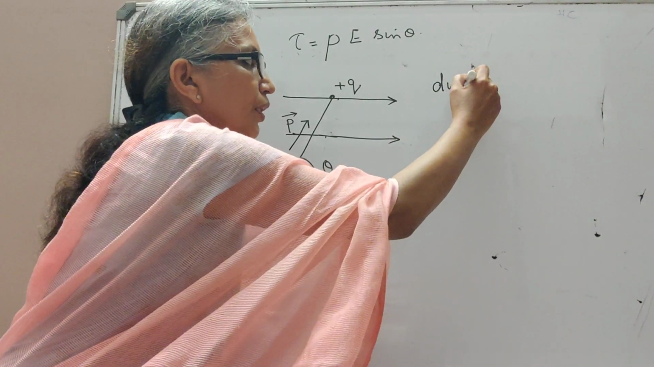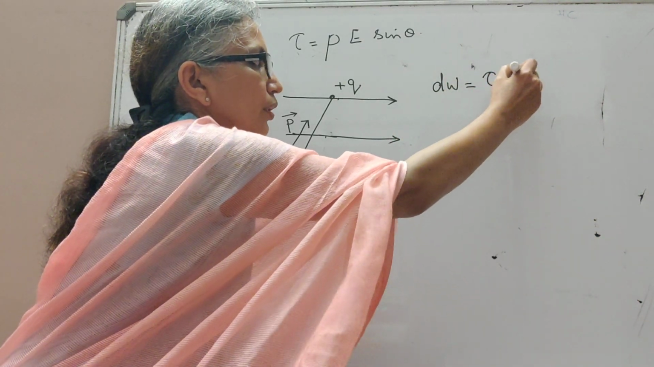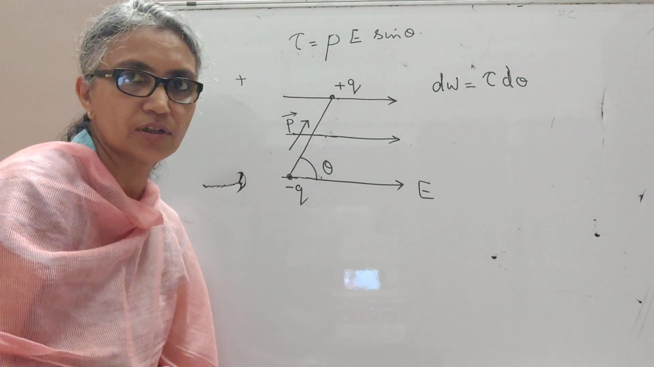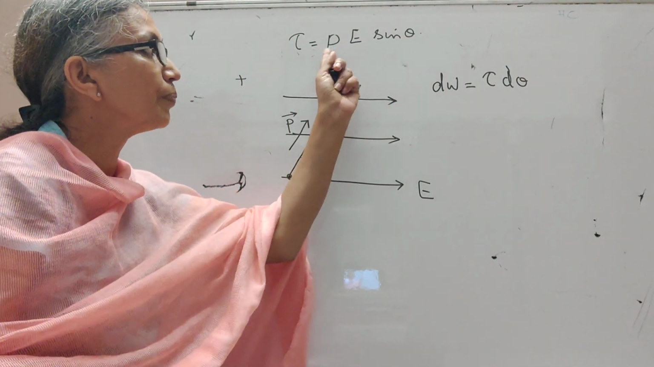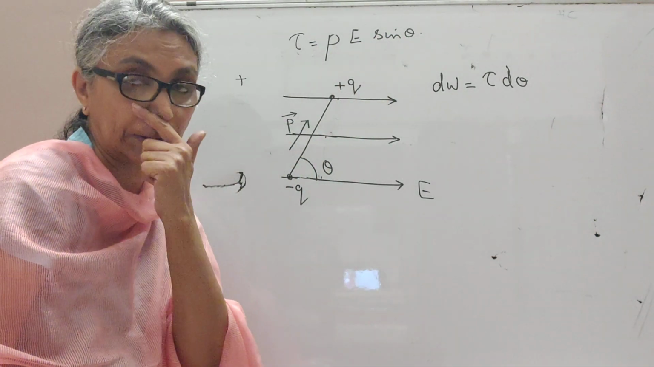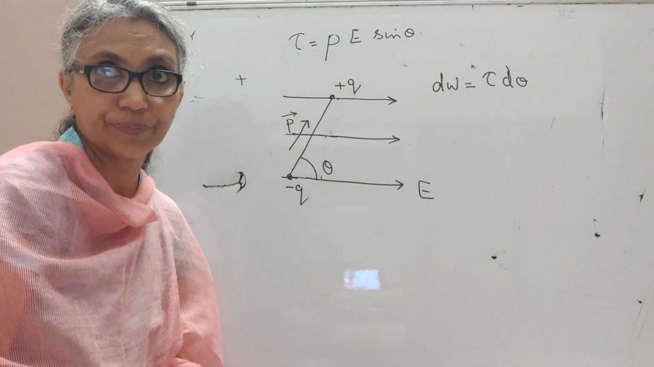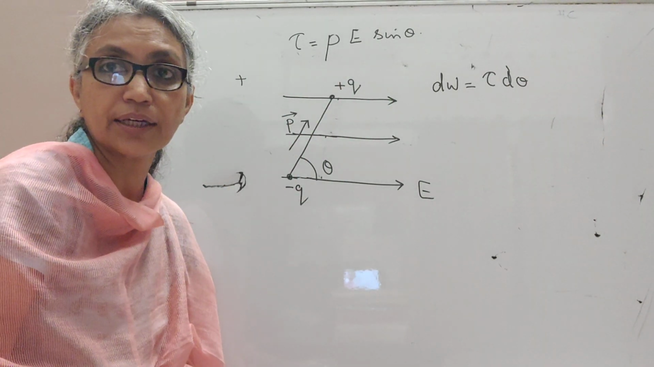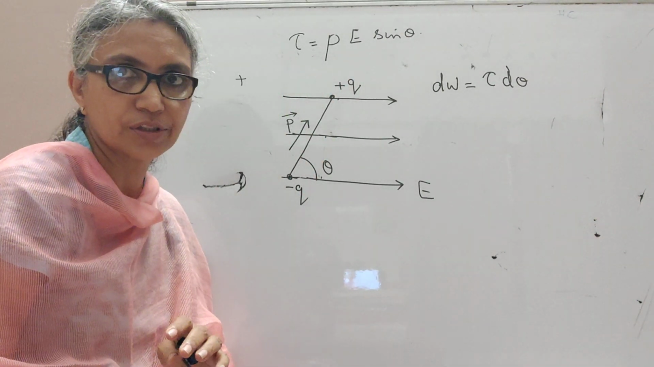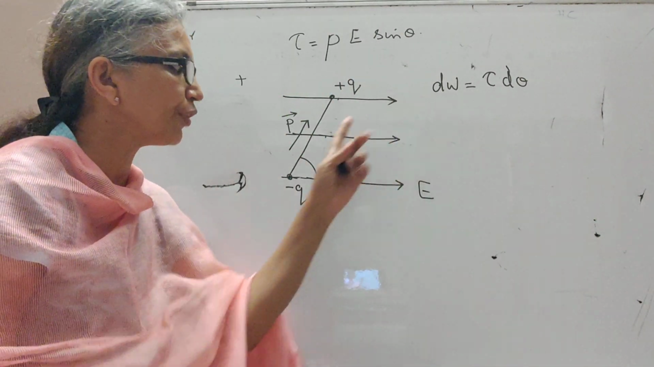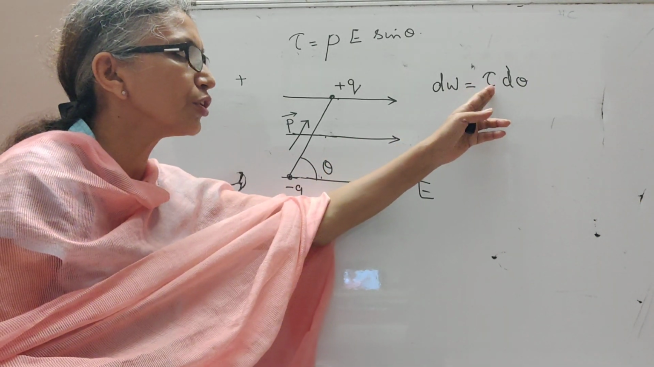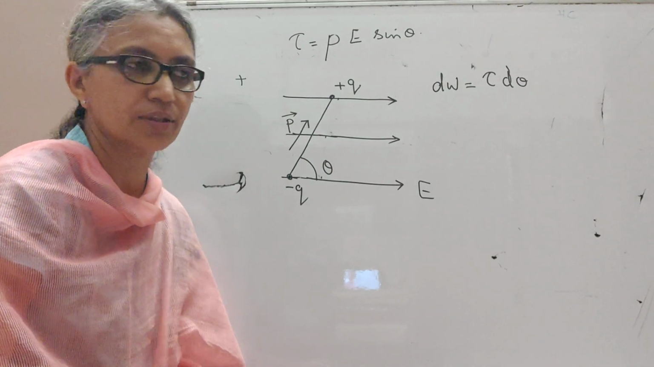So we have that formula as torque times d theta, because you see this torque PE sin theta is not a constant, it depends on theta. PE sin theta, as theta changes its value, for example, if theta is 0, sin 0 is 0, there is no torque. And if theta is 90, sin 90, you have maximum torque PE. So torque acting on it is not a constant torque. So because of that, we will find the small work done to turn it through a small angle, in which you may consider that torque to be a constant.